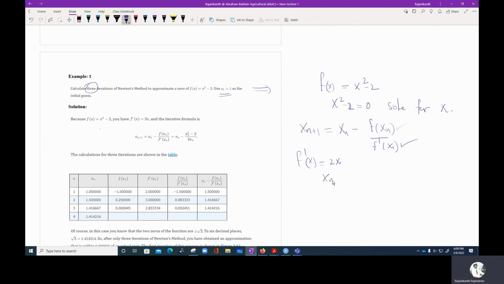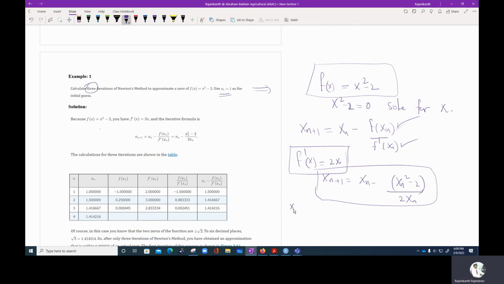That means I can find x(n+1), which is xn minus f of xn. f of xn is nothing but taking the function f(x) and replacing x by xn, so it's going to be xn squared minus 2. That is divided by f prime of xn. f prime is 2x, so plugging in xn you get 2 times xn. So this is the iteration formula I have, isn't it?